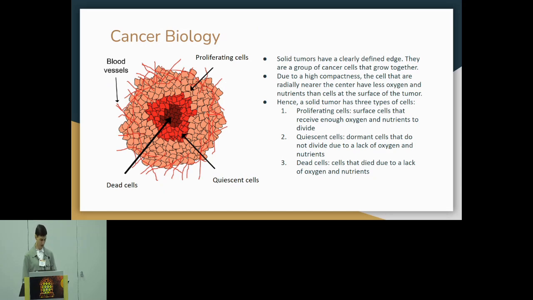So generally speaking, we'll have three layers within a tumor. We'll have a layer of proliferating cells, which are cells that divide because they have enough oxygen and nutrients. We'll have quiescent cells, which are cells that are dormant because they don't have enough nutrients and oxygen to divide. And we will have a center in which we'll simply have dead cells because they don't have enough oxygen and nutrients.